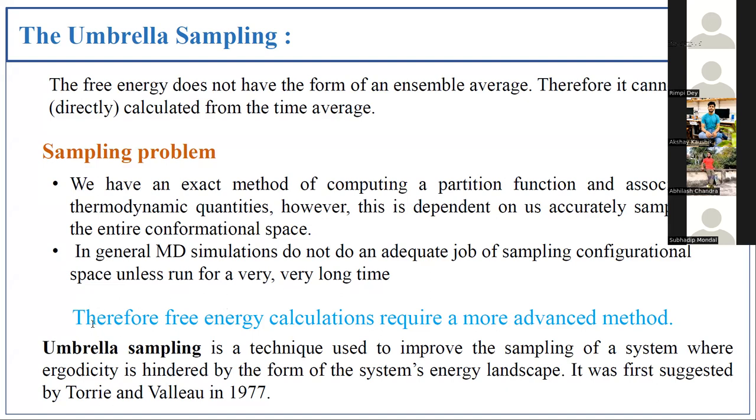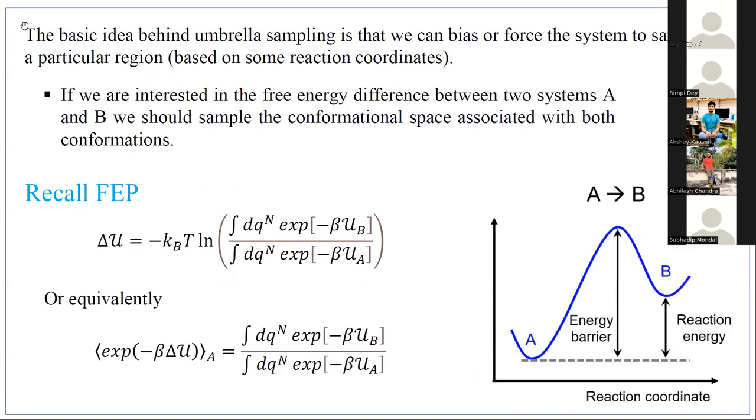Umbrella sampling is a technique used to improve the sampling of systems where ergodicity is hindered by the form of the system's energy landscape. It was first suggested by Torrie and Valleau in 1977. The basic idea behind umbrella sampling is that we can bias or force the system to sample a particular region. If our system of interest is A to B, we bias the phase space to achieve A to B.